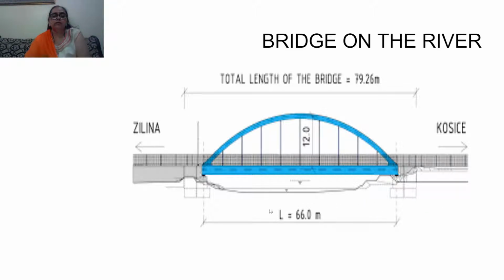Here we observe, if we have to build a bridge on the river, we know that the length of the river is 66 meter and the height of the circular arc drawn is 12 meter. Then we find that the radius of this circular arc is 51.375 by the same formula, h by 2 plus w square divided by 8h.